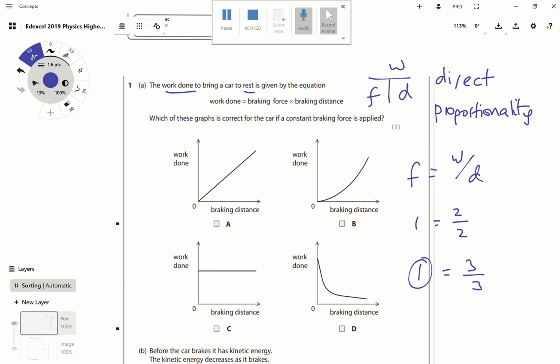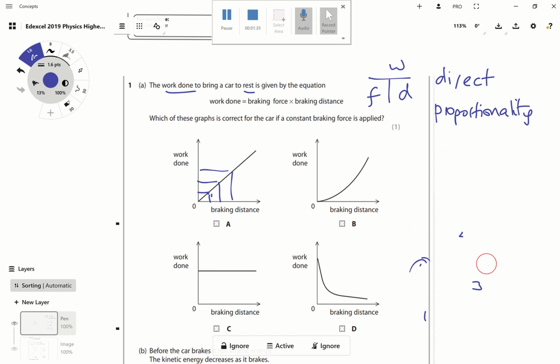So we can see 1, 1, 2, 2, 3, 3. There's a pattern. To keep this direct proportionality, as one factor increases, the other increases by the same amount. So we know it's this one here. We know it's A. So I'm going to put a little X there.